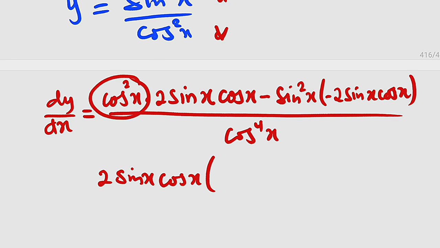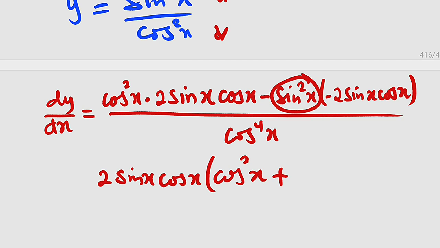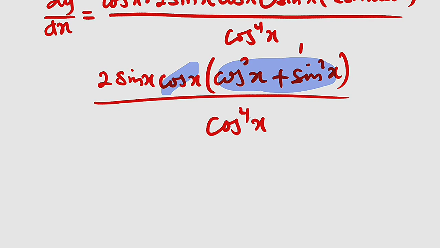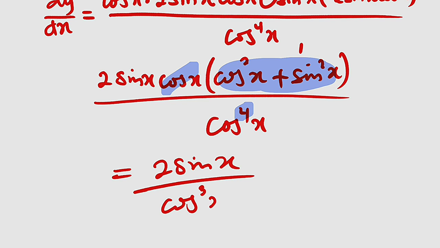Inside, we will be left with this one from the first time, that is cosine squared x, plus the other one, which is sine squared x. Already the negative sign has gone because we are multiplying this by this. Then divide by cosine 4th of x. All right, remember that this is a famous identity: sine squared x plus cosine squared x is equal to 1. And cosine x will cancel one cosine x here, leaving cosine third of x. So this is equal to 2 sine x divided by cosine cubed of x.